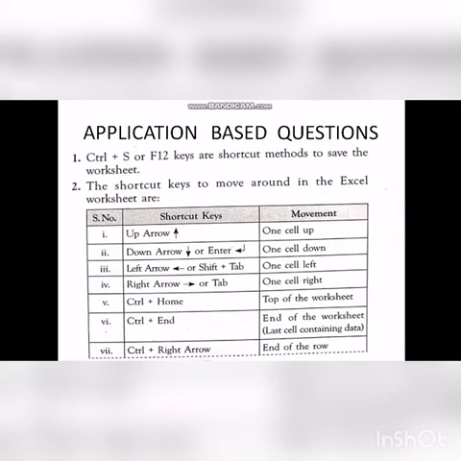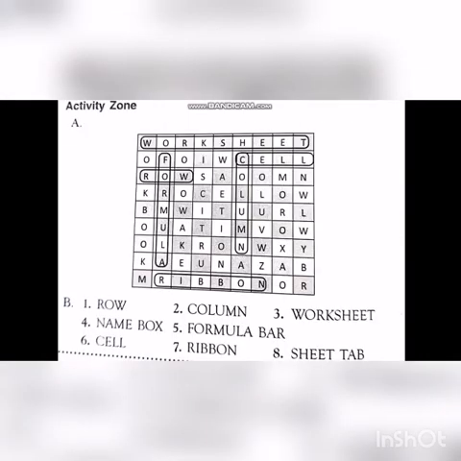Is it clear to all? Okay. Next, activity zone. Activity zone, you do as homework and verify your answer with this answer. Two activities are there, A and B.